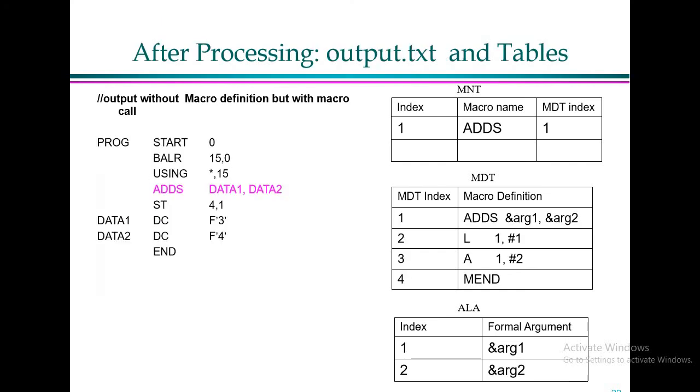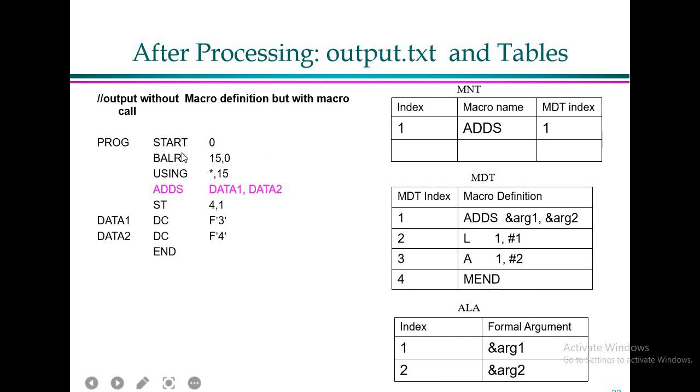Now see the solved example. See the example here, adds is what you have to include into the macro name table. Okay, and the index is 1. This index count is 1, that I will tell later. So now see the macro definition table.